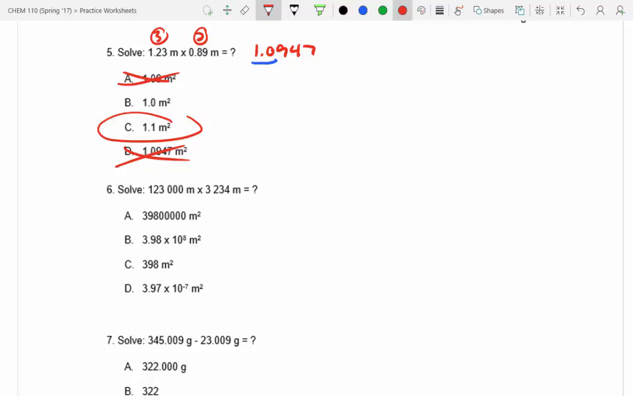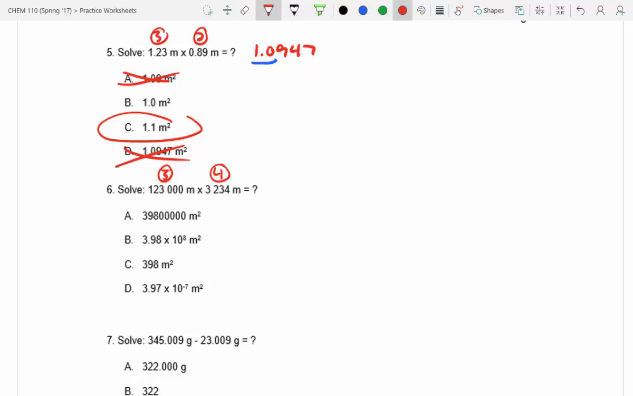All right, the next one is a little bit tricky. That 123,000 number has no decimal point shown. So how many sig figs are in it? 3. Because there are no decimal points shown, there are only 3 sig figs here. And then in 3,234, we've got 4, which means our final answer must have how many sig figs? 3. So we can look at all of these and say, wait a minute, they all have 3 sig figs. What do you guys think we should do here? I would plug it into my calculator first and see what the number is.